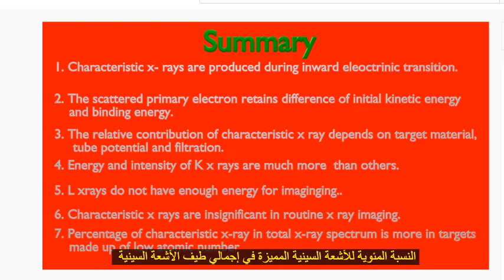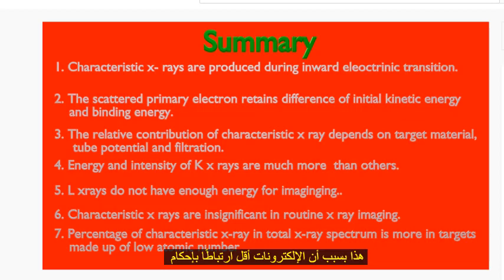The percentage of characteristic X-rays in the total X-ray spectrum is more in targets made of low atomic number. This is because electrons are less tightly bound in low Z material and there is higher electron density.